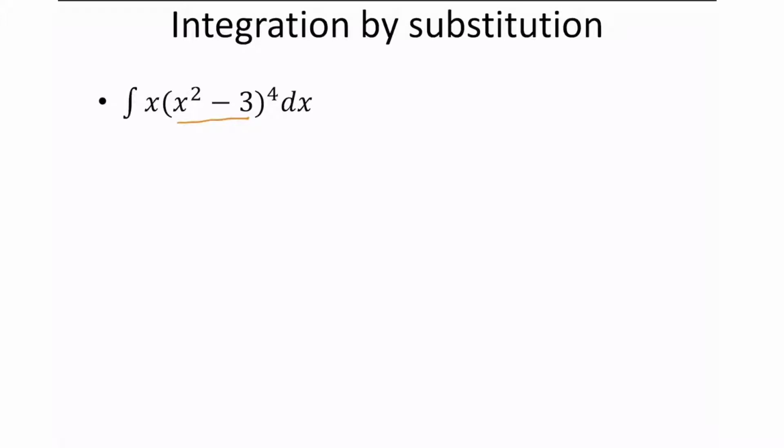In this case, we will refer to the function inside the brackets, which is inside the function to the power 4, by the letter u. So I would say let u equals x squared minus 3. And then we need to find du. If I make this u, that's going to be x times u to the power 4 dx.